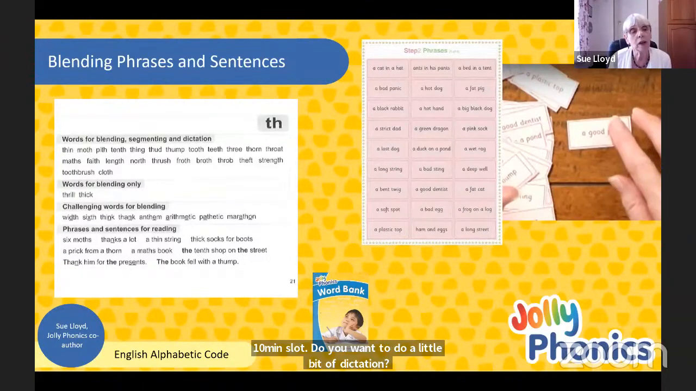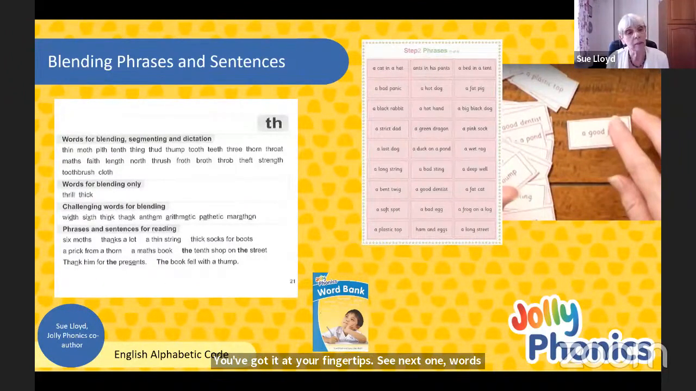See the next one, words for blending only. Well, the reason is because they've got something tricky about them. And the tricky bit is the double letters. So thrill has got a double L. And unless you've taught the children when they come to the double L to only go once, it's a bit more difficult. And so they've got to go thrill, not thrill-l.